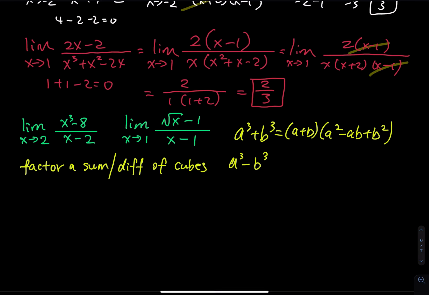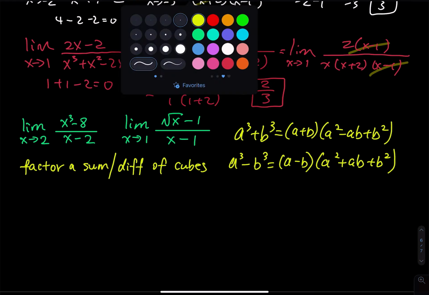You have to use this in calculus once in a while. And then this is a minus b, and then a squared plus ab, and then plus b squared. The difference is, for the plus, you have plus minus. For the minus, you have minus plus. Okay, so back to our problem.